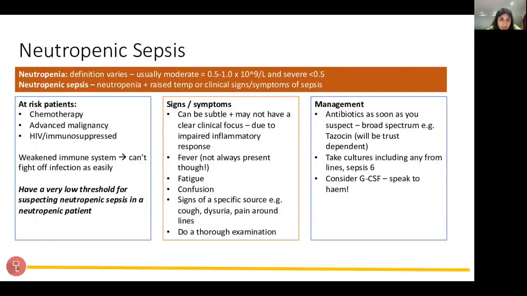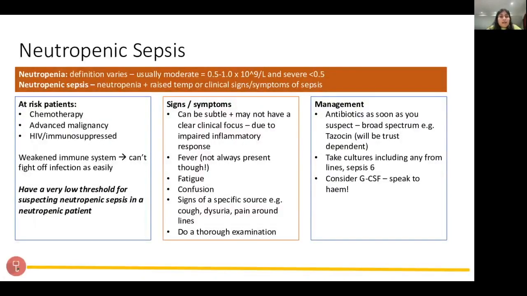Several different risk factors, as I've listed there. With signs and symptoms, the main thing to note is that it can present very non-specifically. If you've got enough white blood cells, usually your body's very good at pointing to the source of infection. So you'll cough if you've got a chest infection, or you'll have an obvious rash if you've got cellulitis or something. But with these patients, because they've not got any neutrophils, often we never find the focus of infection.